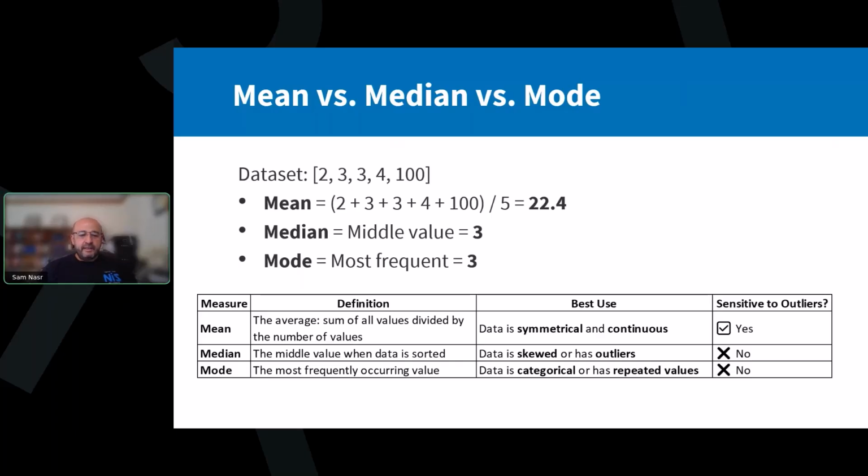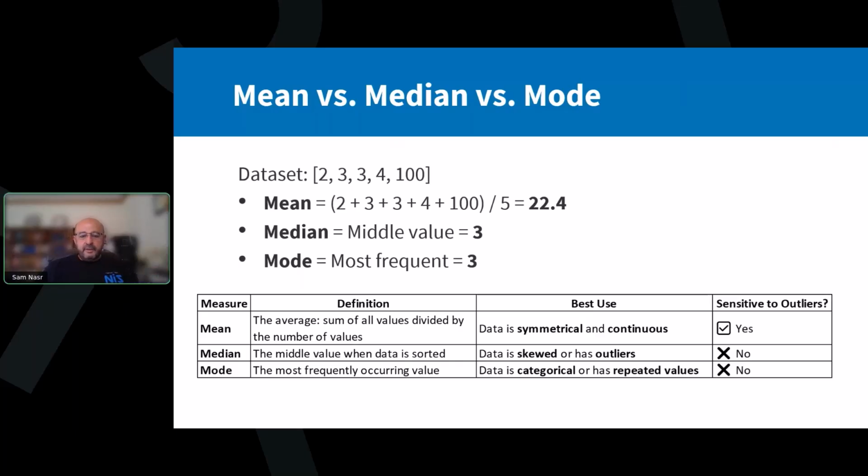So if I was to calculate the mean, the mean is essentially adding in all the numbers of my data set, dividing them by the number of data points that I have. So in this case, it's 5. And when I add everything up and divide it by 5, I get a value of 22.4.